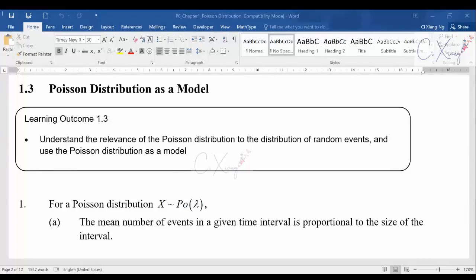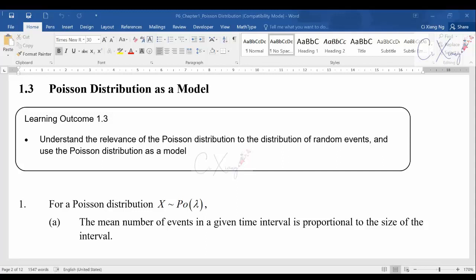All right, students. Last week, we already learned some very basic probability about the Poisson distribution, and also the mean and variance for the Poisson distribution. So for today, we are going to continue with application questions, and how the Poisson distribution can be a model for the application question.